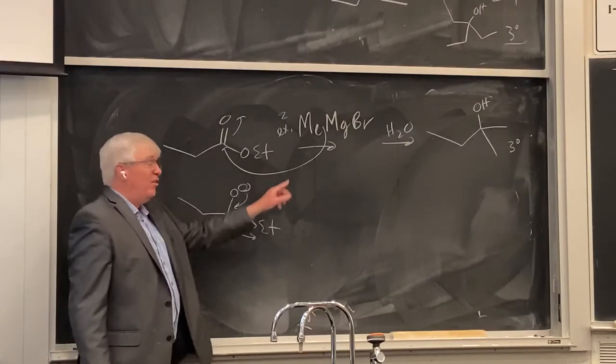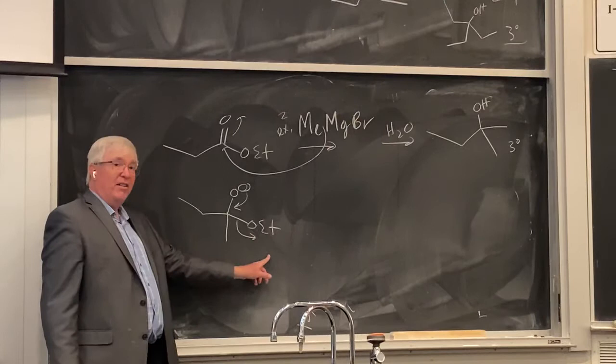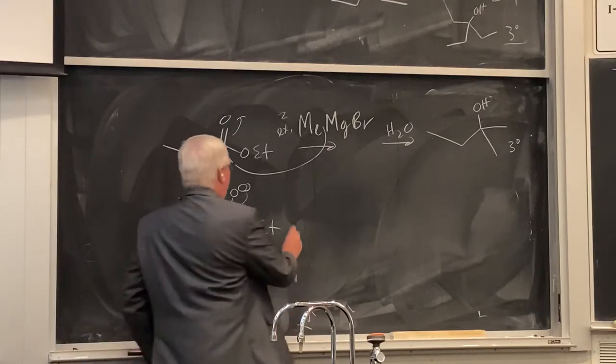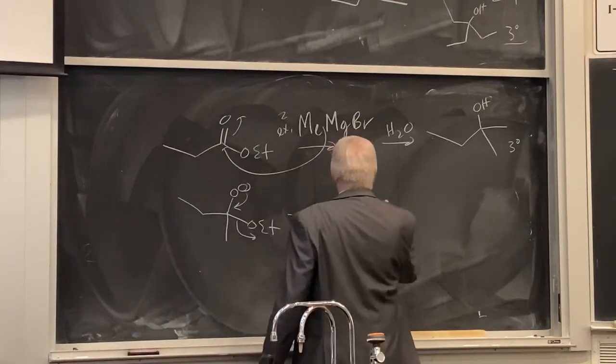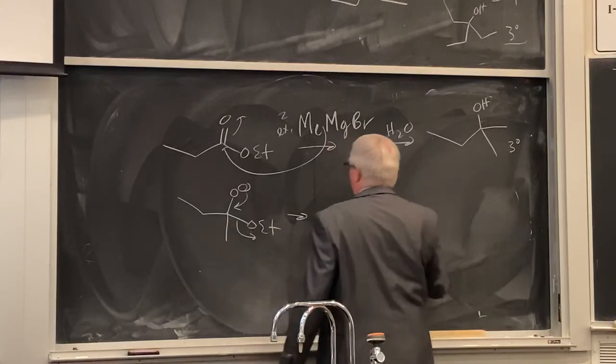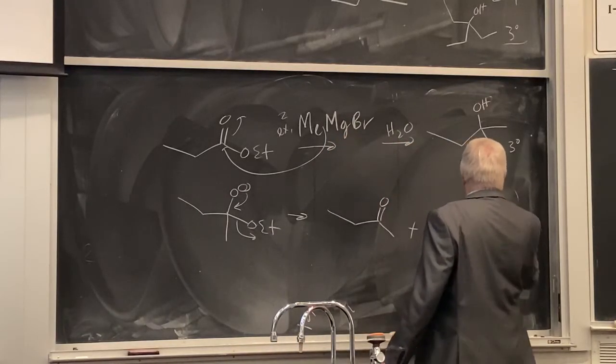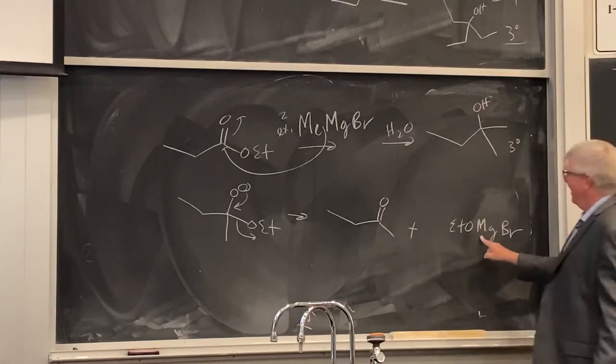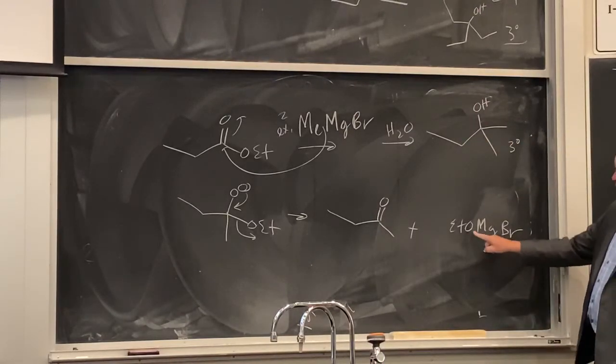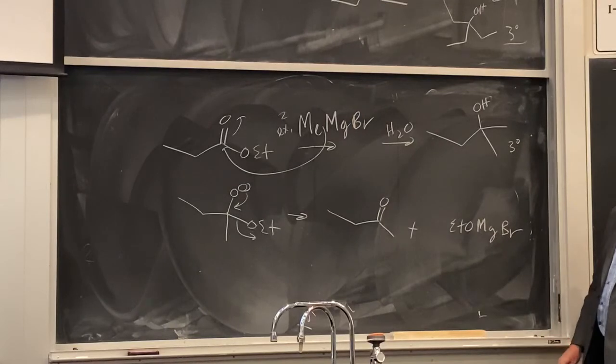Plus we have the magnesium cation that can help ionize that off, okay? We'll see what the intermediate looks like. It's going to be what? A ketone, right? Plus we'll have the ethoxy group on the magnesium, okay? So metal-oxygen bonds are stabilizing. That's another reason why the tetrahedral intermediate breaks down at that point.